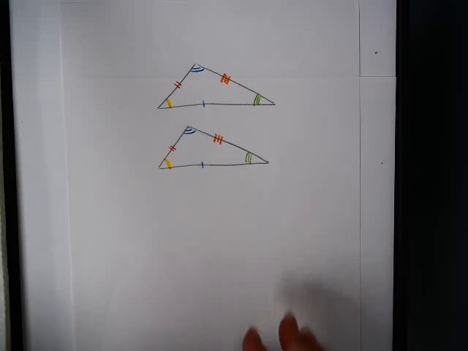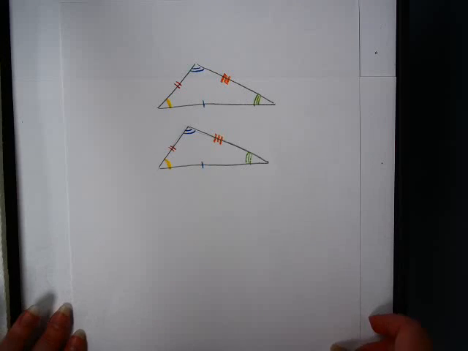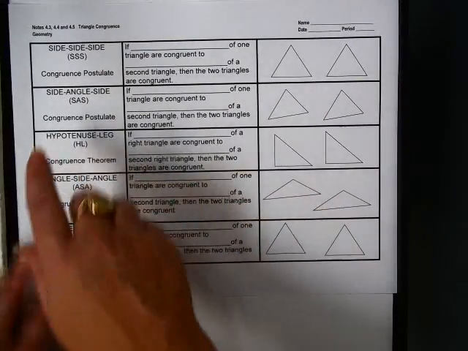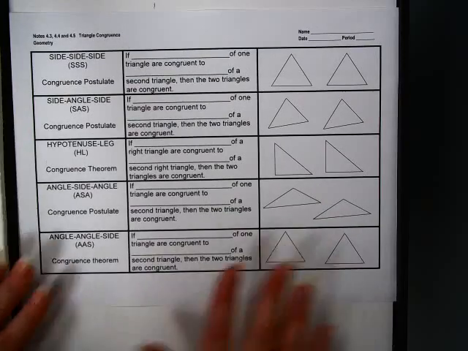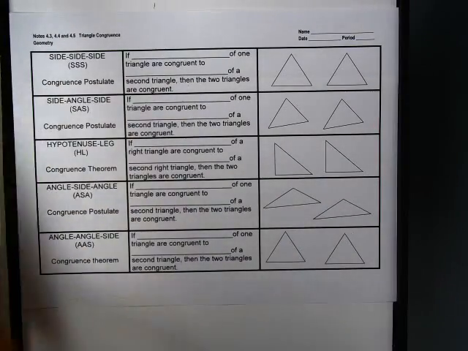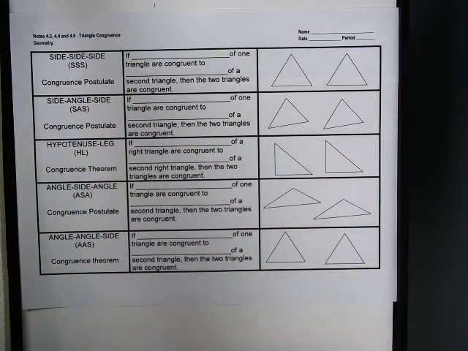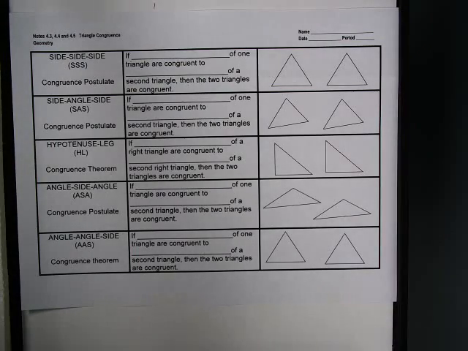So now, today's lesson, what we're going to do is we're going to cut that in half. We're going to just use 3 pieces of information. So these are our shortcuts. These are our postulates and theorems that allow us to do this. Alright, so first of all, I'm going to start here with the side, side, side.